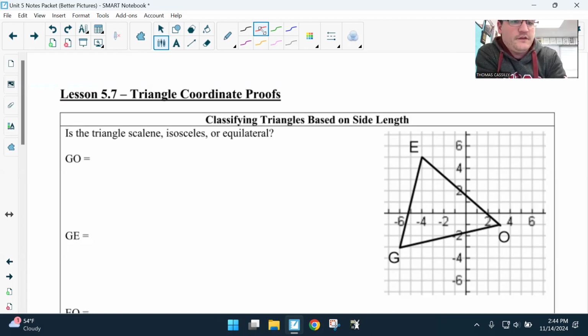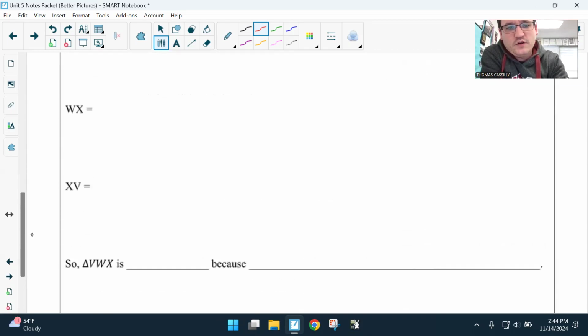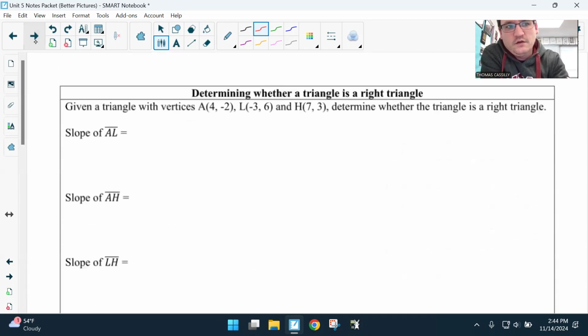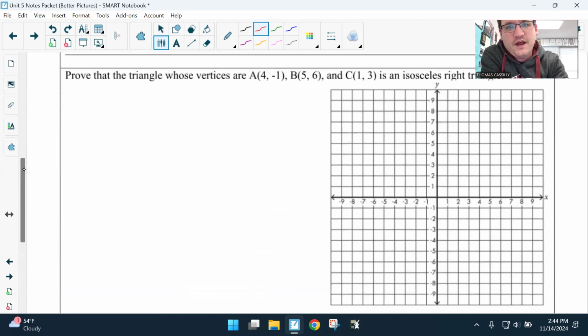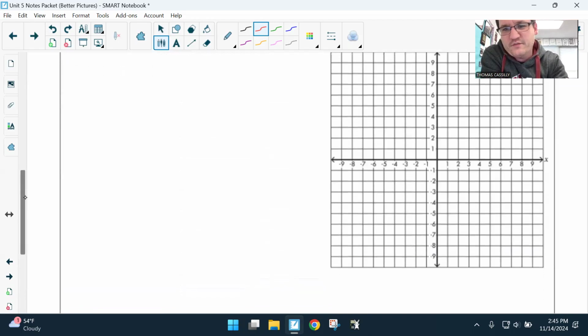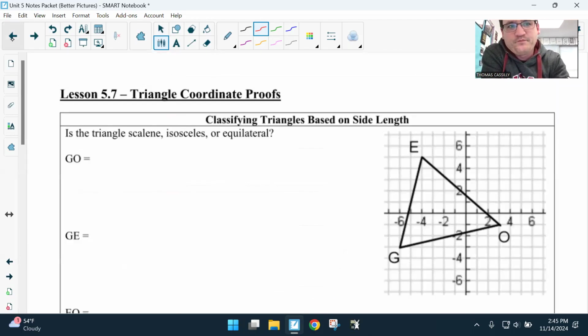So let's see here. This is the 5.7 notes. This is going to be the last thing that is on our test. I believe the last page on your test looks something like this. It's going to be like this problem. So kind of proving stuff, kind of not. These aren't going to be your typical two-column proofs. We're just going to classify these triangles based on the side length.